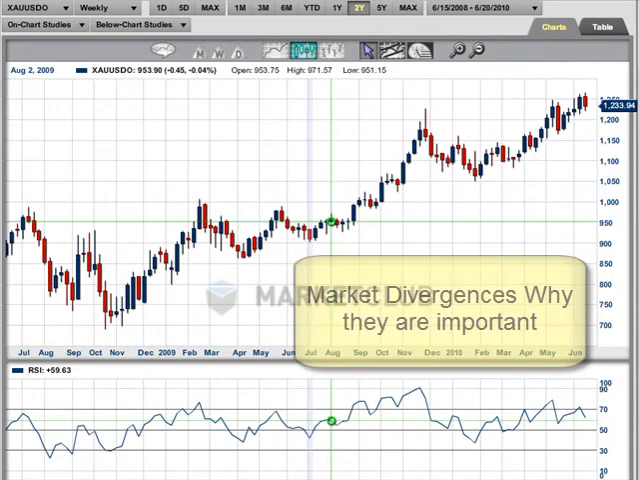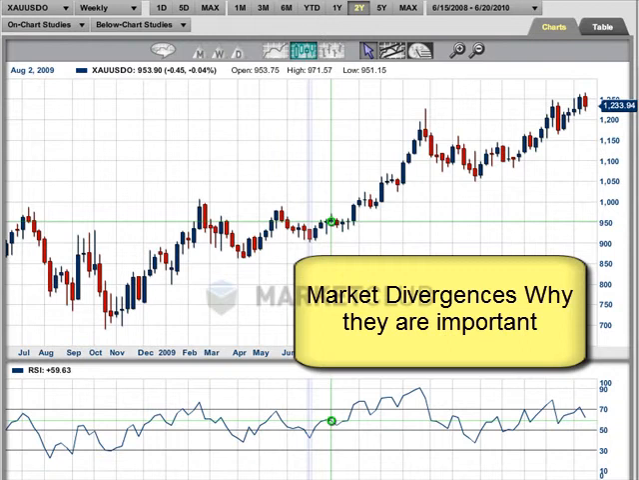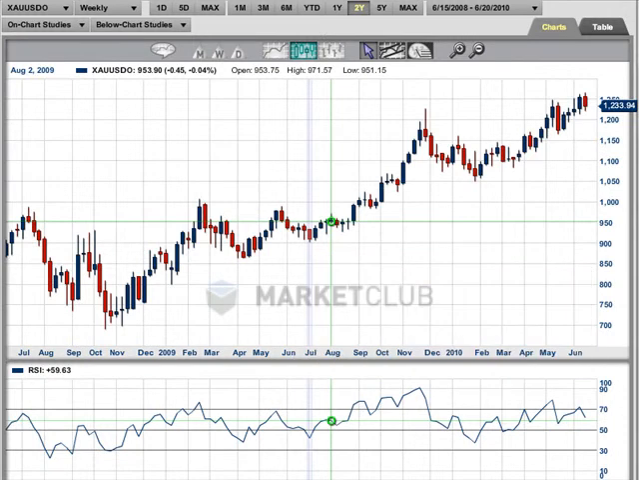And today we're going to be talking about divergences. These are elements in the market that are very important and you really should be aware of them. We're going to be looking at the first market. We'll be looking at today's gold, and we're looking at the S&P 500 and finally the euro. But let's take a look at gold.